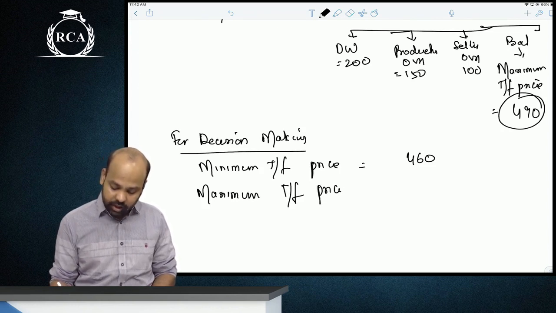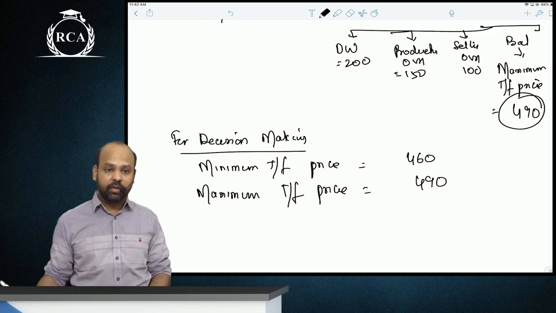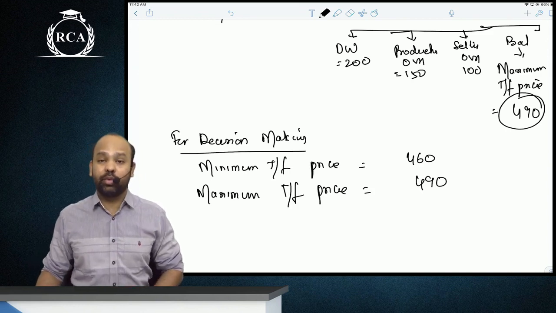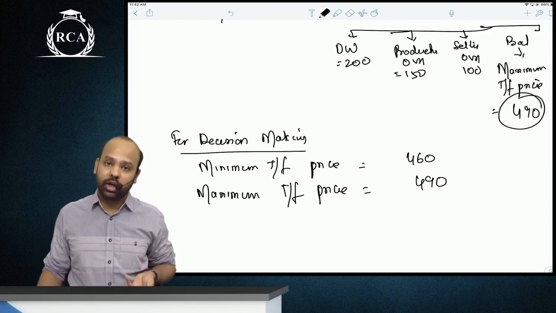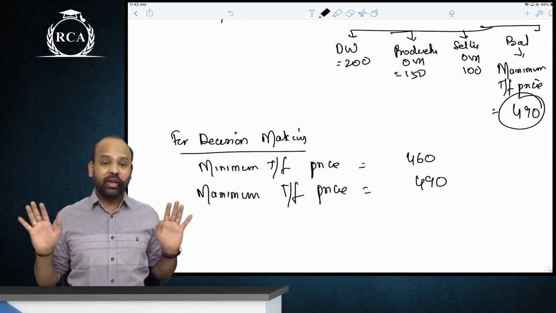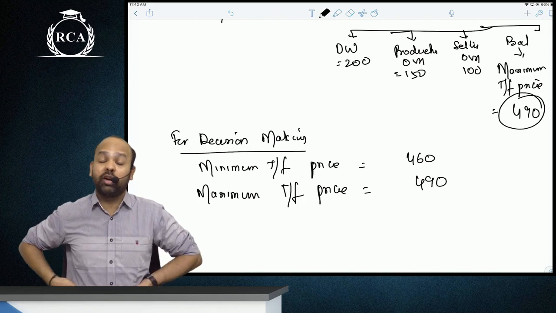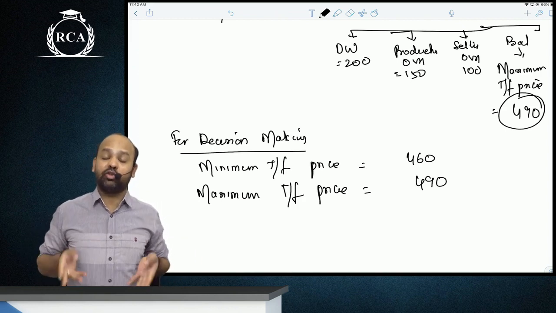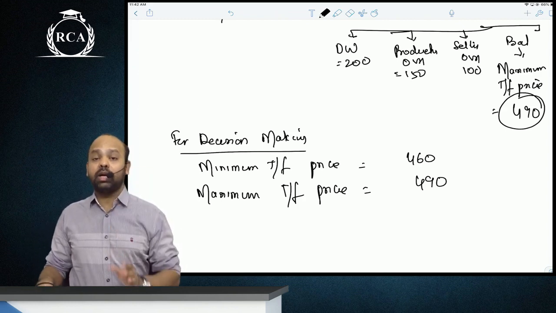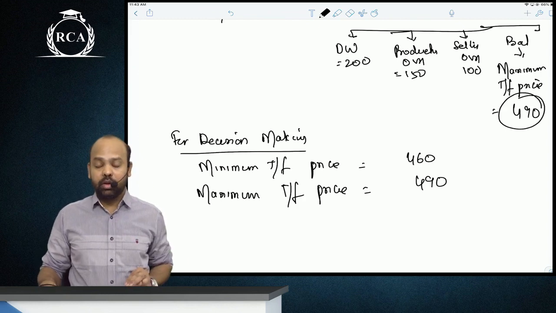But even if they give us 460 rupees, they will make a higher contribution per unit. Good for them. This is for decision making. From the viewpoint of the organization, it is very clear that we should not sell product Y in the external market. Instead, we should transfer it internally. That will help the company make 30 rupees more.